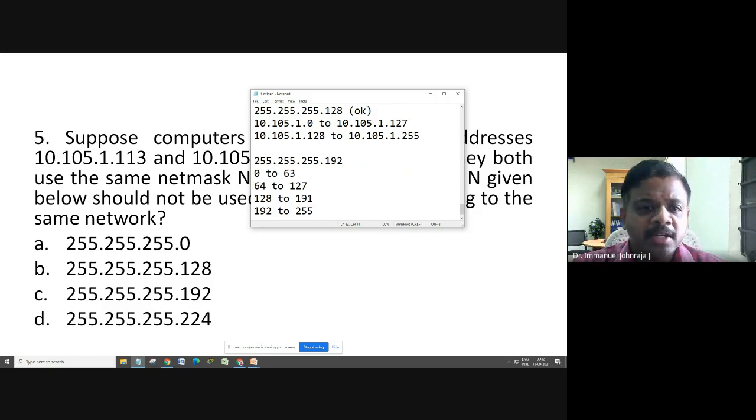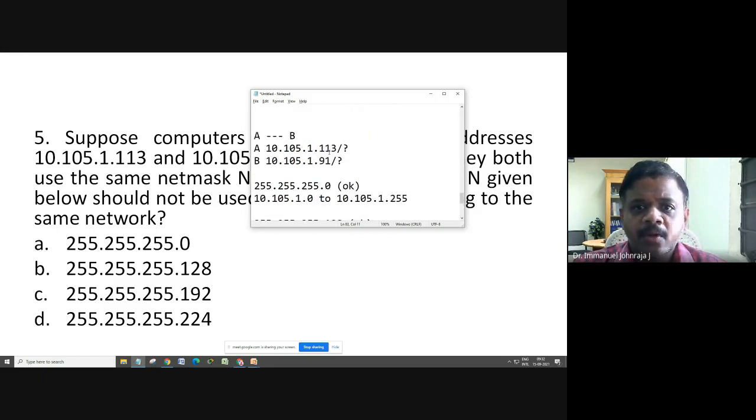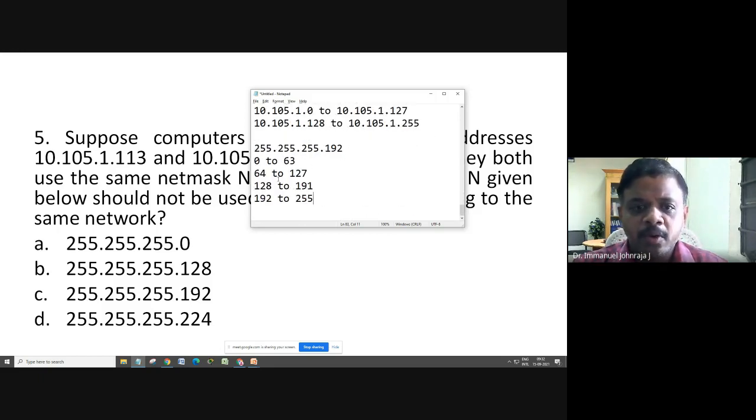Now let's go back to our number. Our numbers are 113 and 91. Do you have them? Yes, 91 to 113 is falling in this range. I have written only the last octet. Instead of writing 10.105.1, I have just written this to save time. The numbers given are 91 and 113, which are again falling in this range. So for me, this mask also can be used.